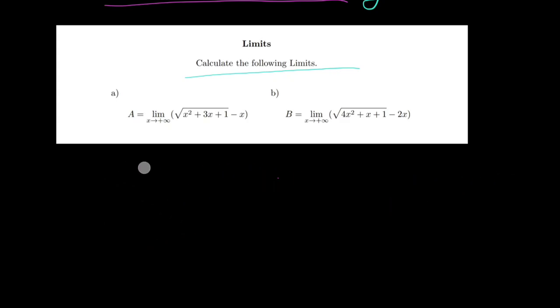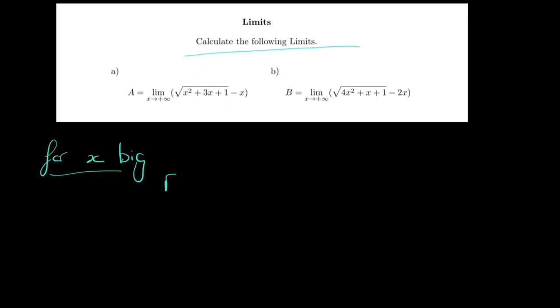Let's start with A. We are going to do a little work with this one. So for x big, so near the infinity, in a place where we do not have any problem anymore with this thing being greater than 0 and everything. So for x big, square root of x squared plus 3x plus 1 minus x. What do we want to do?